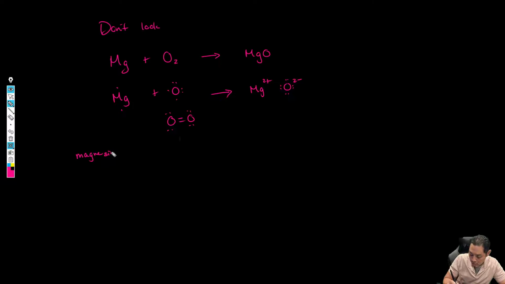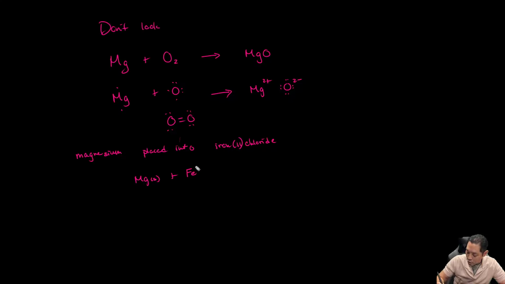Magnesium placed into iron(II) chloride solution. So we want to figure out what happens here. We have Mg solid plus Fe2+ and Cl- aqueous.